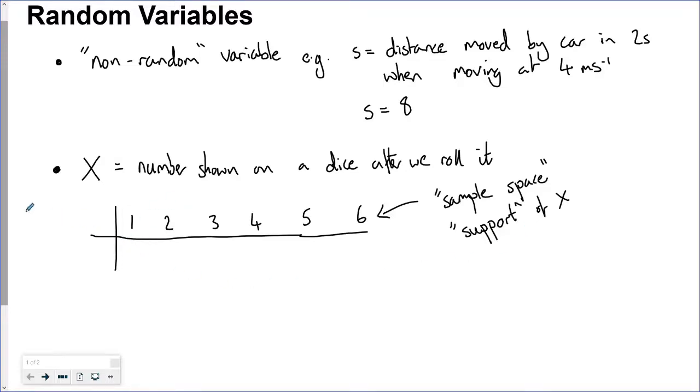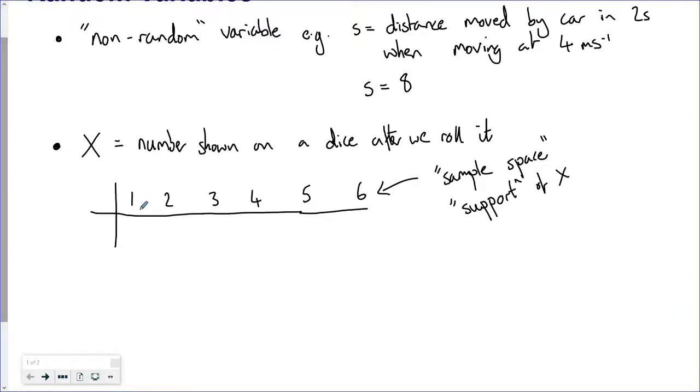Now, what we could do is write down underneath each of these possible values of capital X, what's the probability that capital X is equal to each of these values? So here I could write a sixth, because that's the probability that X is equal to 1, the probability that X equals 2, etc. So here we're assuming that it's a fair dice, so all the probabilities are equal.